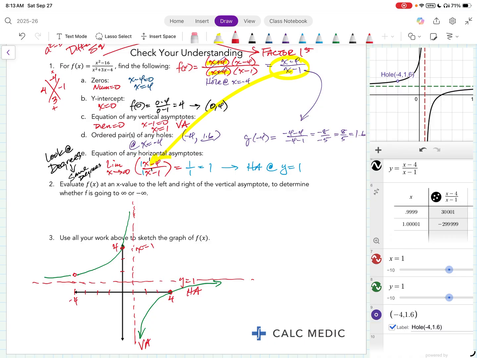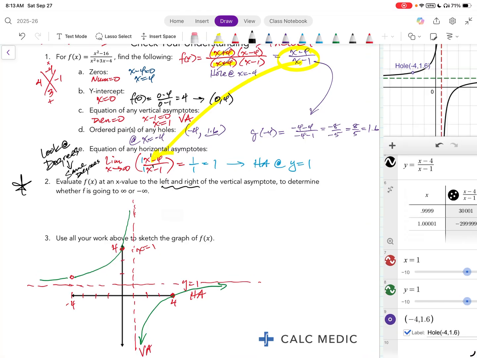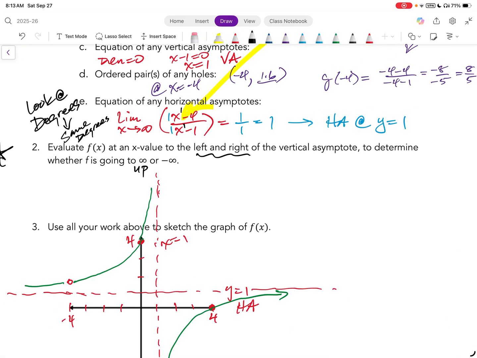Okay. Also, last thing here, number 2, this is kind of a cool thing here. Estimate an x value or evaluate the function at an x value to the left and to the right of the vertical asymptote to determine whether it's going to either infinity up or negative infinity down. And the way you do that is you pick a close number to the vertical asymptote. Now remember, our vertical asymptote is at x equals 1. So we need to pick a number very close to 1 on the left.